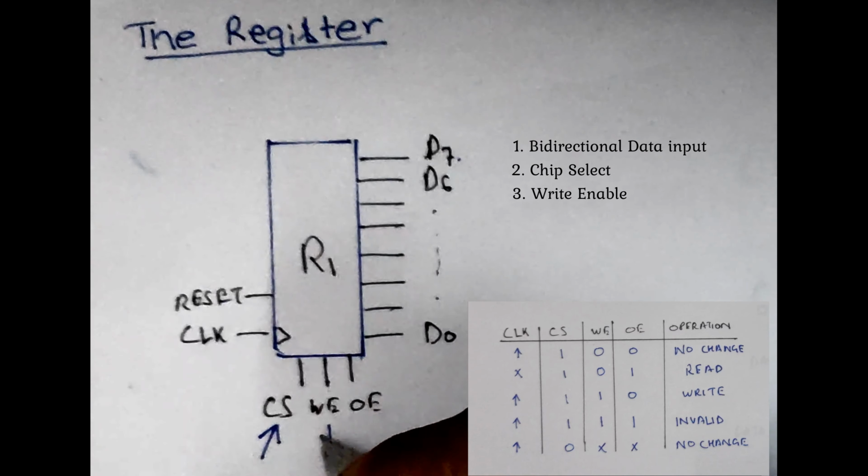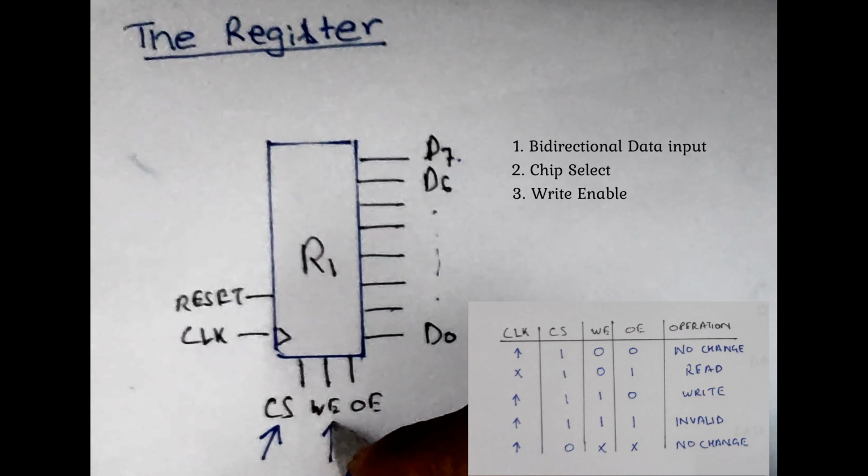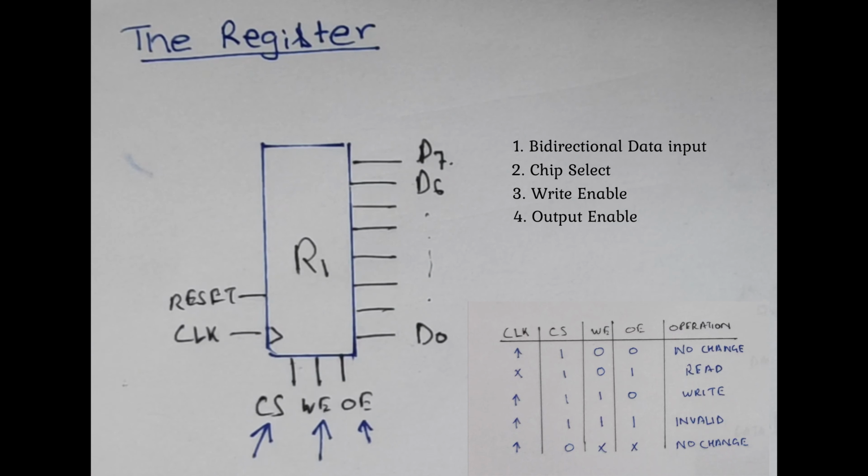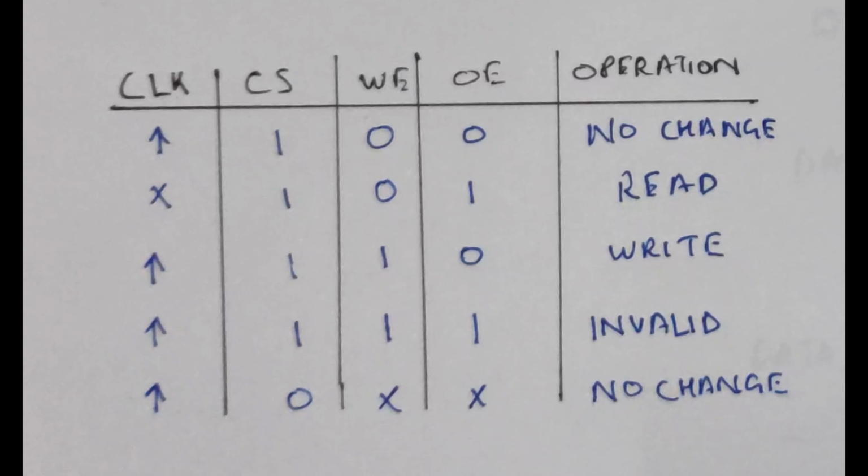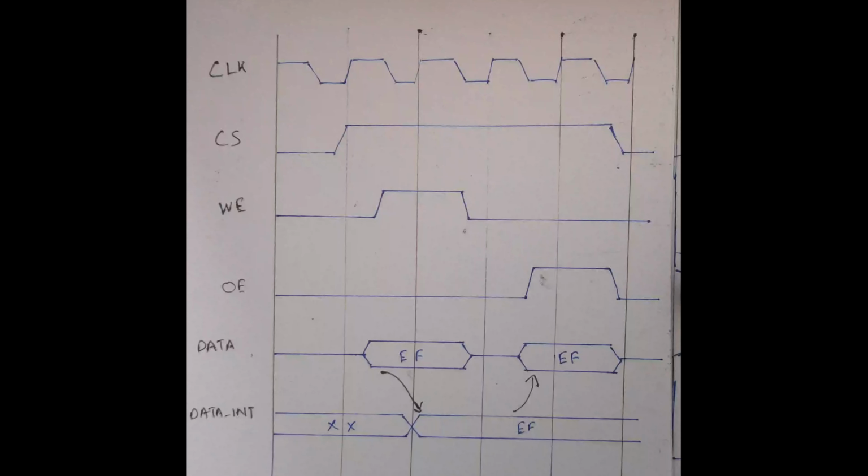It should have a write enable signal. If write enable is 1, data should be loaded into the register at the next passage of clock. An output enable signal. If output enable is 1, the data bus should reflect the register contents. All these points are encapsulated in this truth table. It might be more precise with this timing diagram.